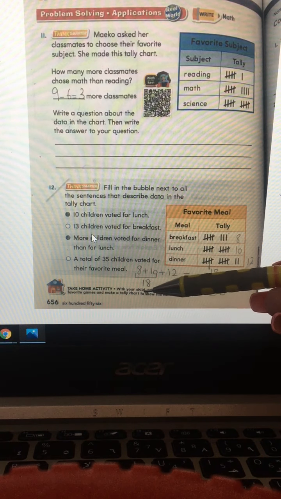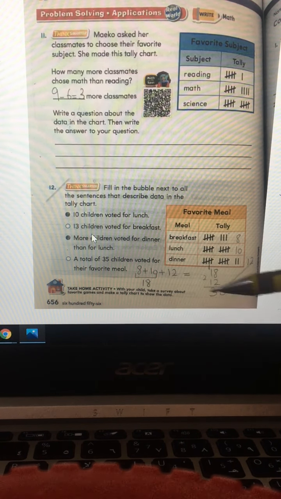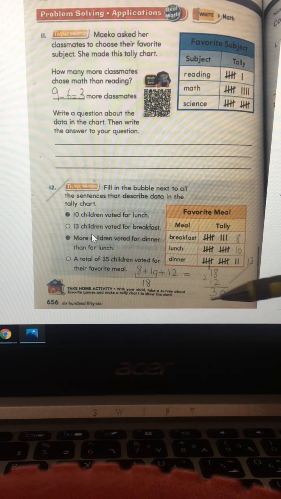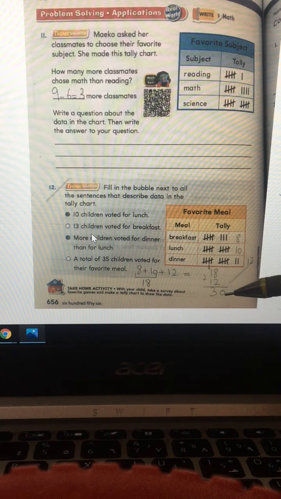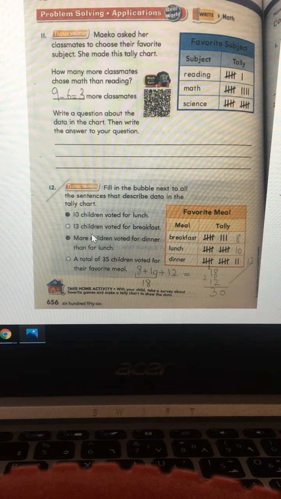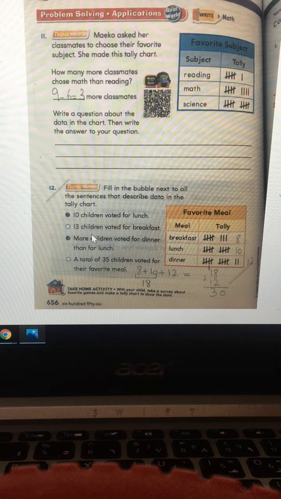And now we are going to add 18 plus 12. 8 plus 2 is 10. 0 and the 1 up. 1 plus 1 is 2. 2 plus 1 is 3. So the total number of students who chose their favorite meal is 30. It's not 35. So this sentence is not true. So we are not going to shade in the bubble.